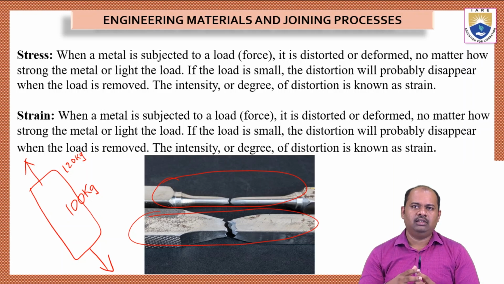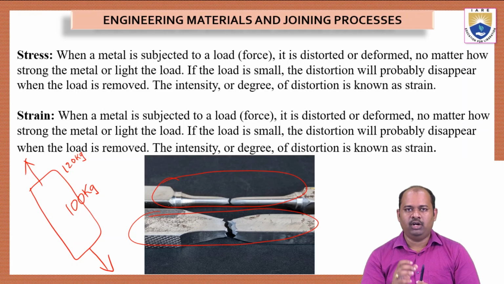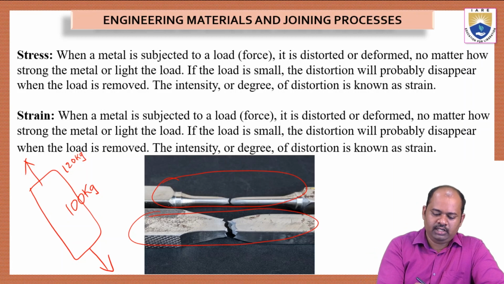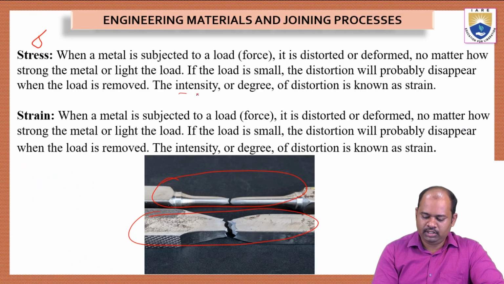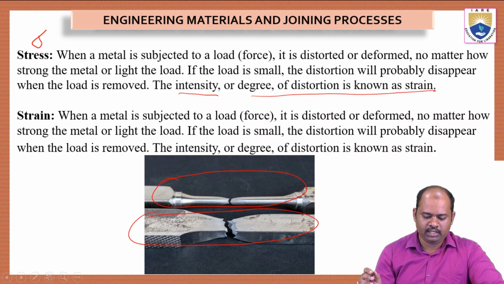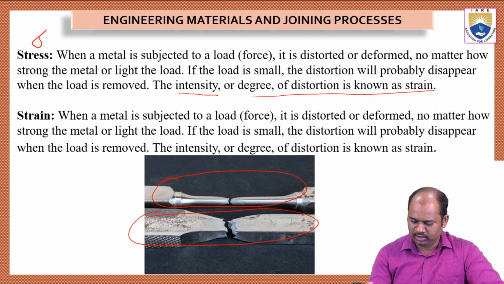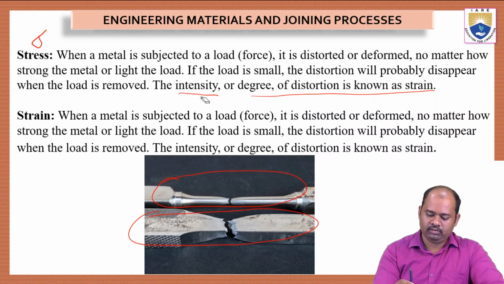Now this entire thing is managed by stress in the body. Stress is the internal resistance of the body which is exhibited when an external load is applied. Beyond the stress limit, if we apply the load, the body will fail or break. Generally stress is denoted with sigma, and the intensity or degree of distortion is known as strain. So this is another definition that we are going to study next.